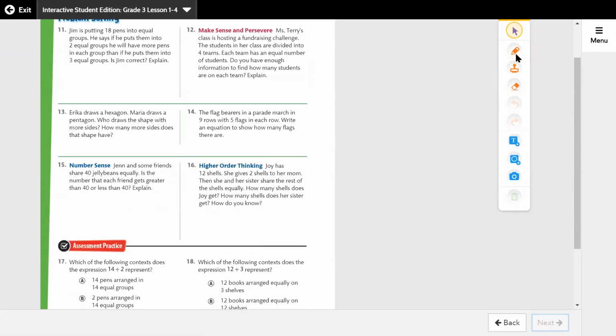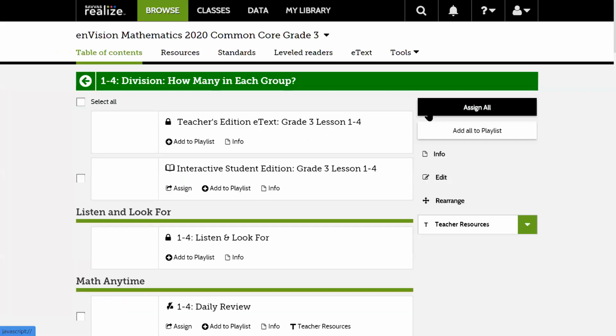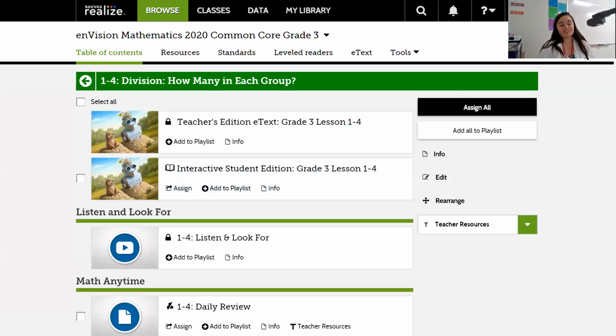And again, we are able to now say that we can show how division is used to separate things into equal groups, okay? If you have any questions, please let me know.